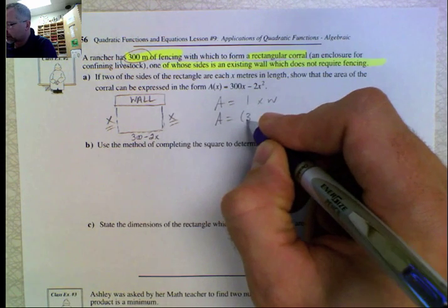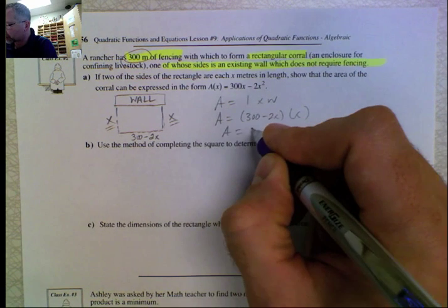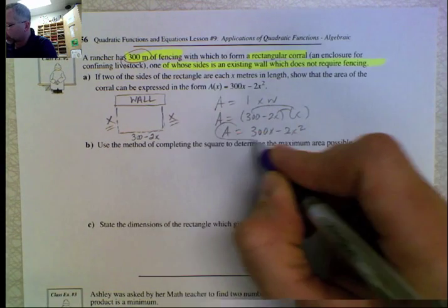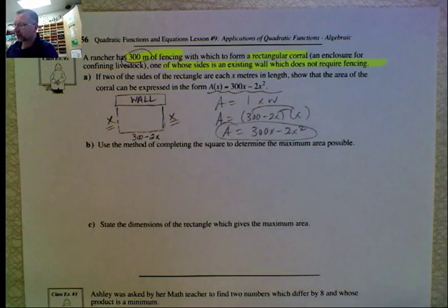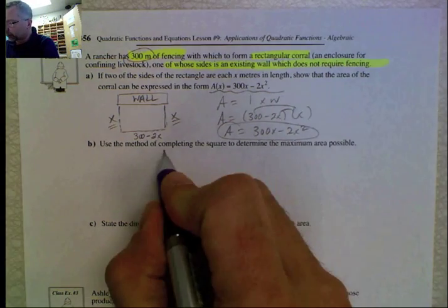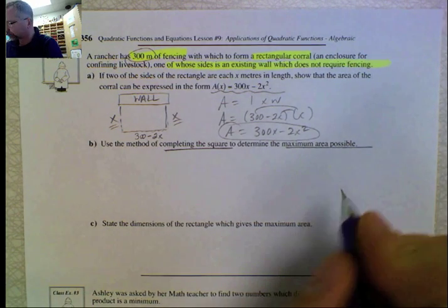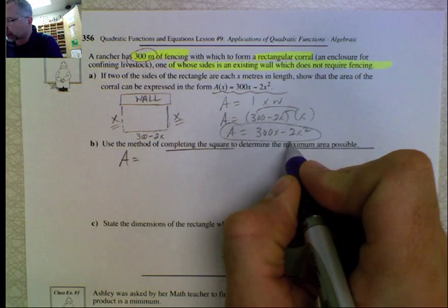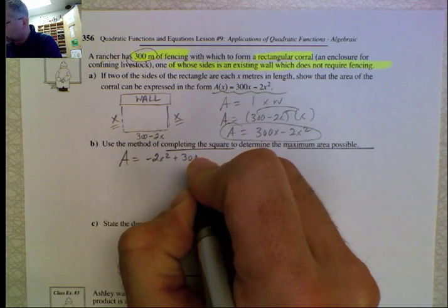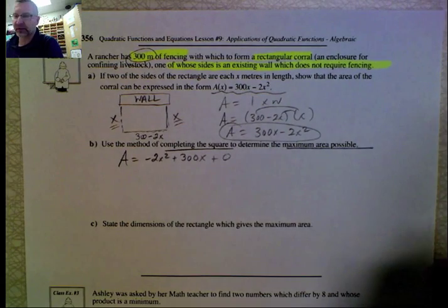So the area in this case is going to be 300 minus 2x times x, which gives us 300x minus 2x squared when we multiply this out. So indeed, the equation they gave us actually models this problem. Now it says complete the square to determine the maximum possible area of this pen. First, we're going to rewrite this equation as negative 2x squared plus 300x. And remember, when there's no constant term, it essentially means there's a zero there.